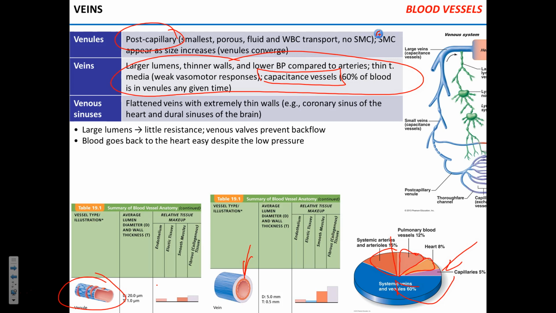Special kind of veins, the sinuses. Venous sinuses can be found in the cerebral circulation. They drain the blood from the brain to the jugular vein. Okay. So, resistance, very low. Blood pressure in veins, very low.